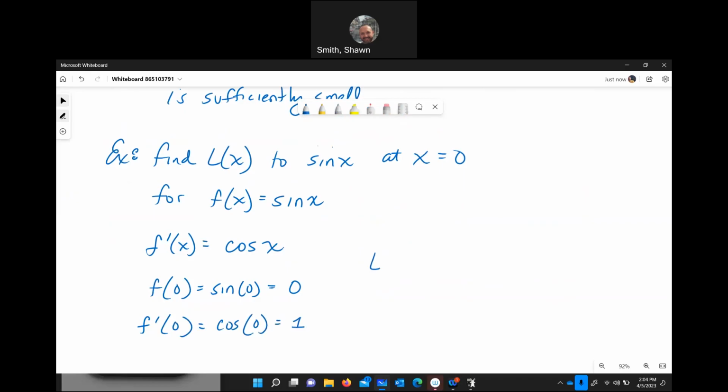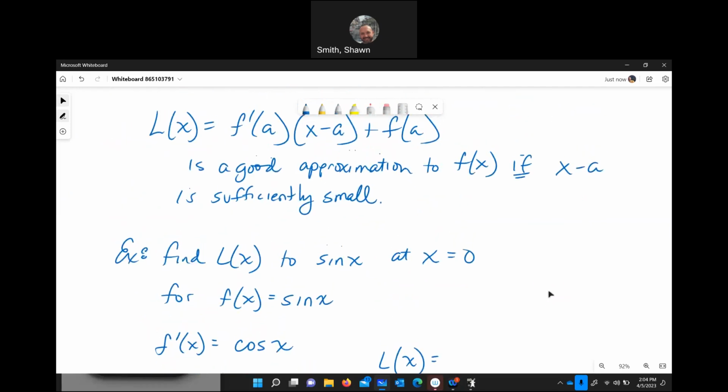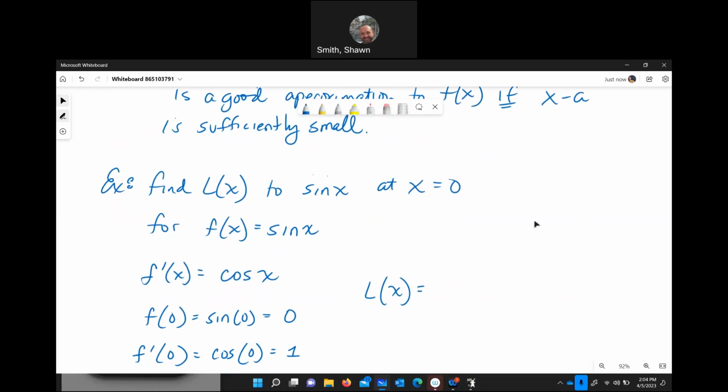All right, so my linear approximation is in that format we had up here. Let's just rewrite it. F prime at 0 times x minus 0 plus f of 0. F prime at 0 is 1, times x minus 0, plus f of 0, which is 0. It's just equal to x. So sine x is just approximated by x.